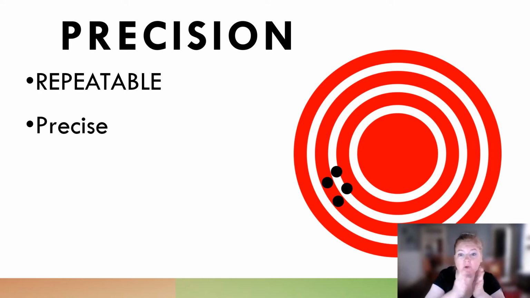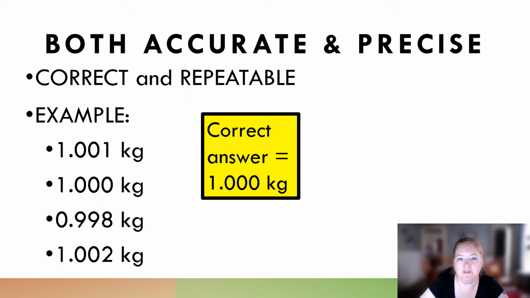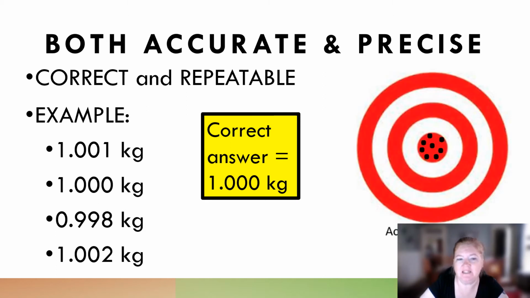Precision means it's precise, meaning repeatable. So the answers are close to each other. So 2.1 and 2.0, they're close to each other. So we can have values that are both accurate and precise. So it's the right answer and it's repeatable. So you can see some examples with actual measurements, and you could see what that looks like when we're talking about the dartboard analogy.